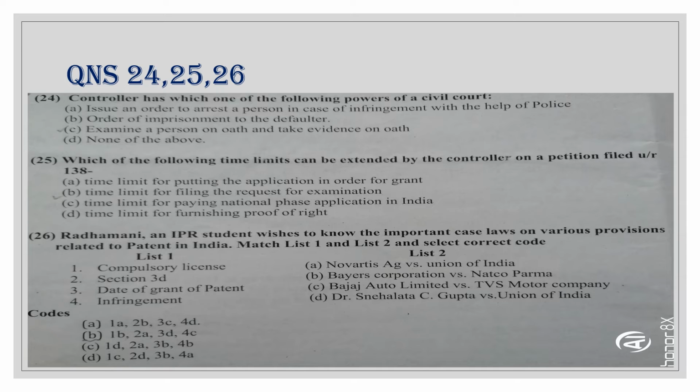So option A is time limit for putting the application in order for grant. Option B is time limit for filing the request for examination. Option C is time limit for paying national fees application in India, and option D is time limit for furnishing proof of right. Here friends, as per rule 138, the correct option will be time limit for filing the request for examination.